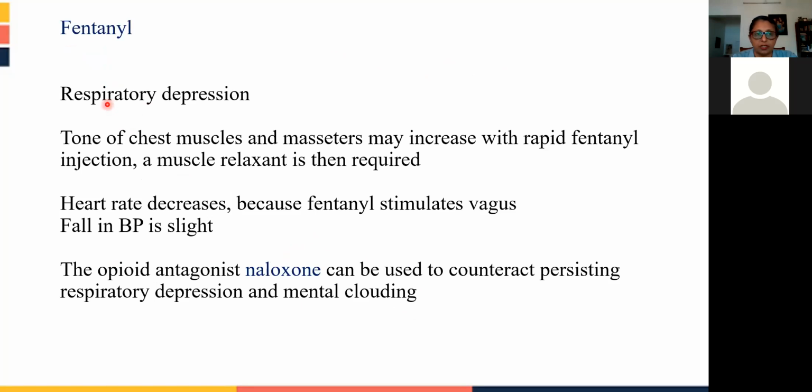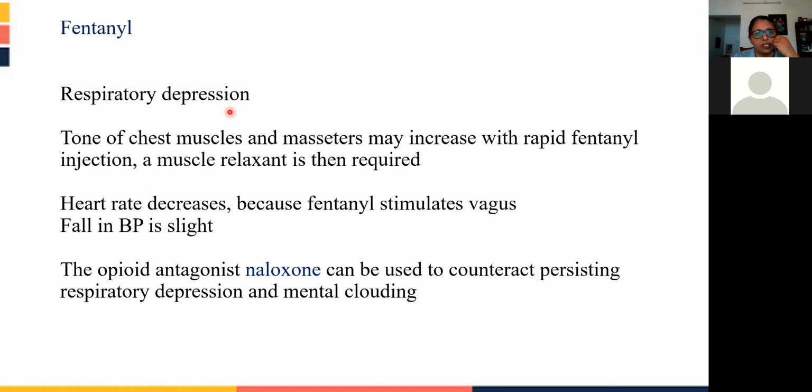Then some more points. Because it is an opioid analgesic, fentanyl can cause respiratory depression. Then the tone of the muscles, that is the chest muscles and the masseter, the face muscles, will be increased. Then heart rate decreases, and BP also falls because it stimulates the vagus. The only drug that increases BP is actually ketamine. So fentanyl also causes a BP fall.